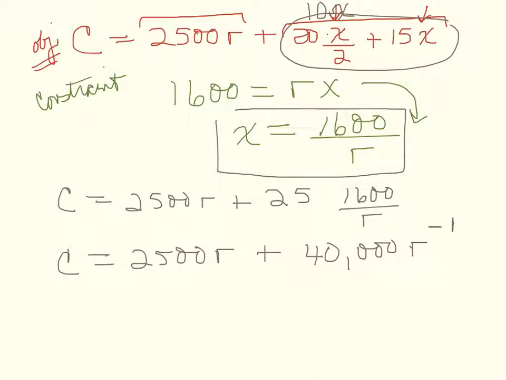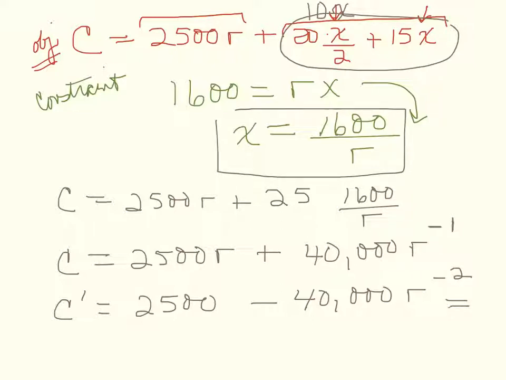At this point, I'm ready to take the first derivative because we want to minimize. I want to know where the slope is 0 of this cost function. So C prime equals 2,500 minus, because I'm going to bring down the -1, 40,000 times r to the -2. In order to minimize it, the slope has to be 0. Set that expression equal to 0, and we'll continue on the next page.